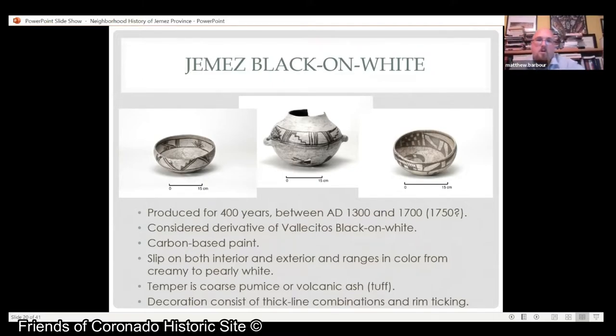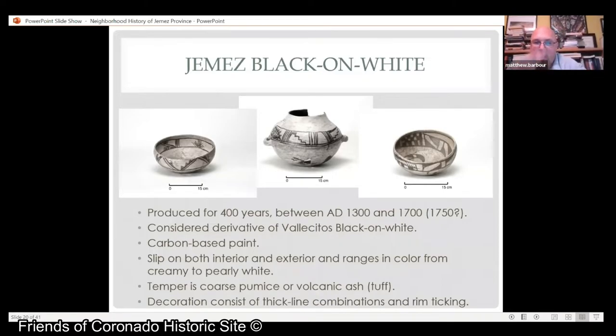If you're familiar with Santa Fe black on white, you say, that's not that different from Santa Fe black on white. You are absolutely correct. Remember, it's a derivative of Vallecitos black on white, which is almost identical. It's just a local variation of Santa Fe black on white. So here you go. These are all bowls of Jemez black on white. It's carbon-based paint, so it tends to look a little more washy.